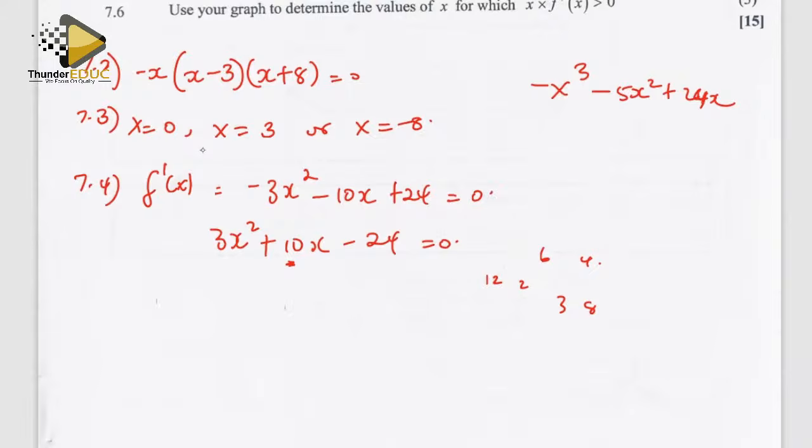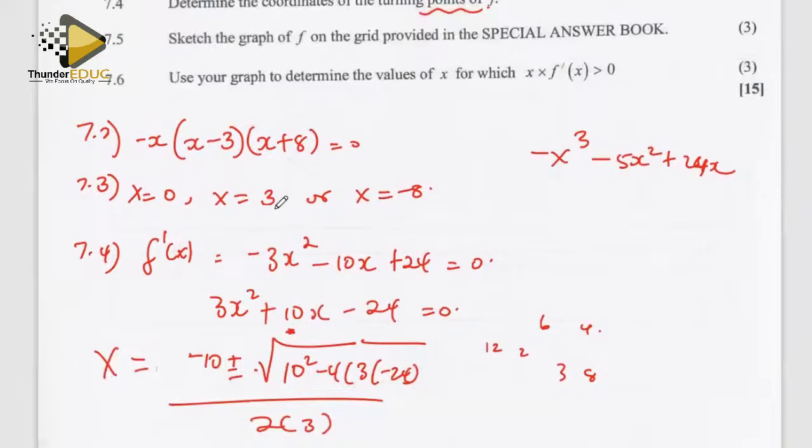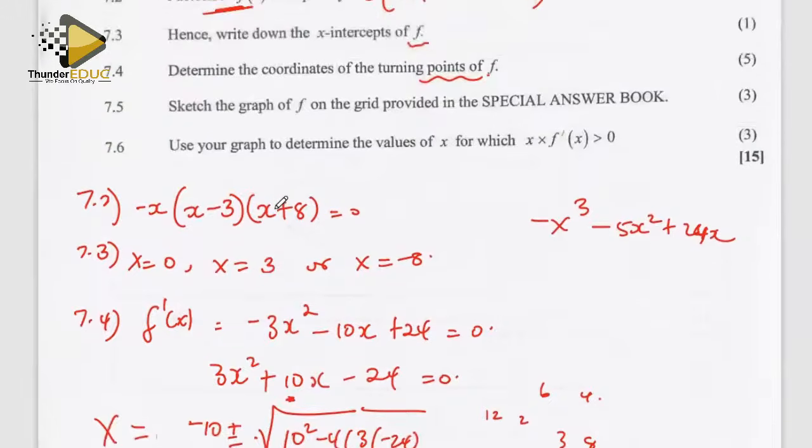Meaning that my x is going to be negative 10 plus minus the square root of 10 squared minus 4, where a is 3, and then negative 24, and then divide by 2 times 3. Okay, so I can use this and find my values of x and then substitute them to get the values of y. Then the next part, they want us to sketch the graph.